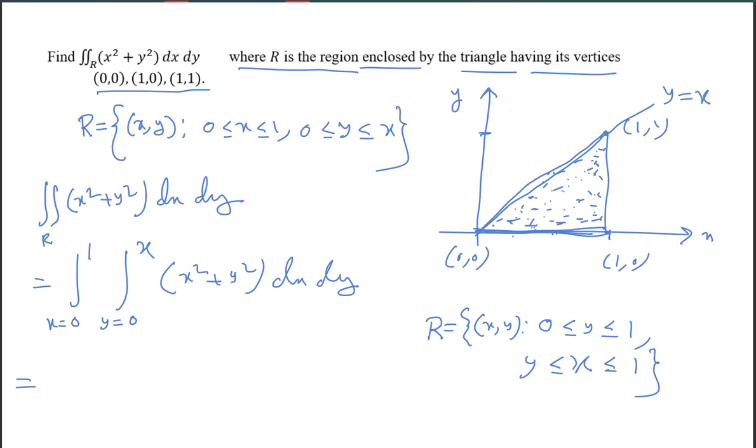Now I can write in repeated form. First, which one do you integrate first? As the limit here is given in x, first you integrate with respect to y, then with respect to x. So we integrate x equal to 0 to 1, written as repeated integration like this, y equal to 0 to x, of x square plus y square dy, then with respect to x.